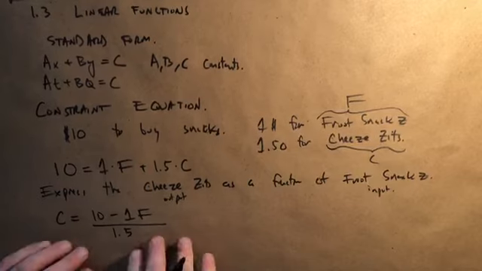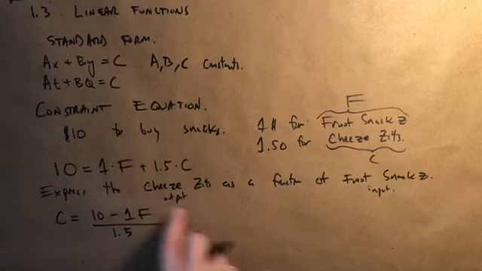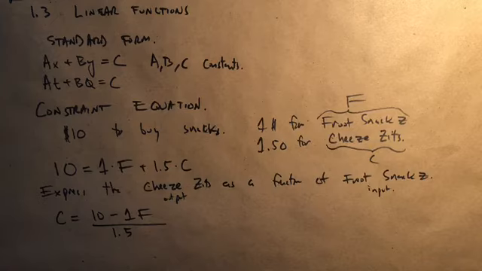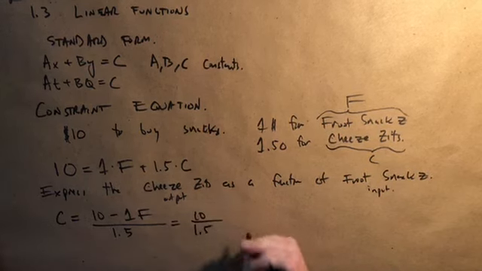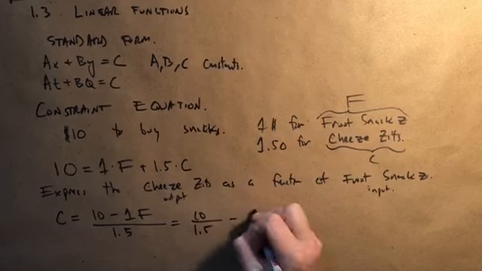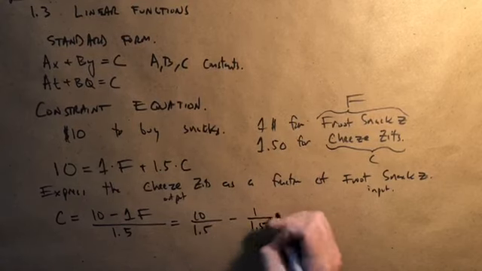And as much as I love this, and as much as I've satisfied this relationship, what I don't really clearly see here is the slope. So what I can say is that I'm dividing each of these quantities, 10 over 1.5 minus 1 over 1.5.